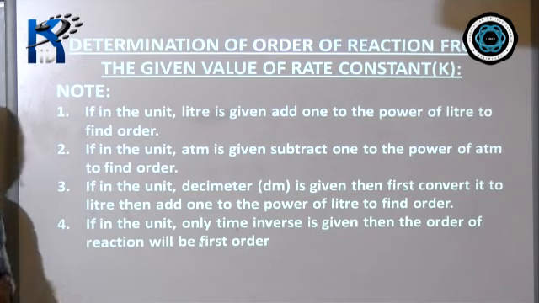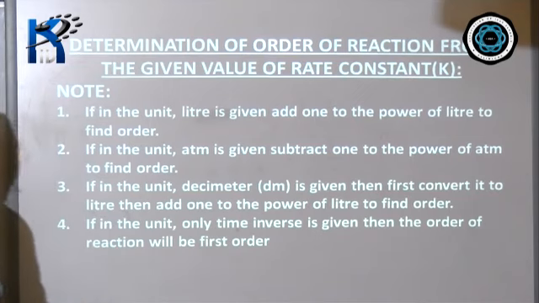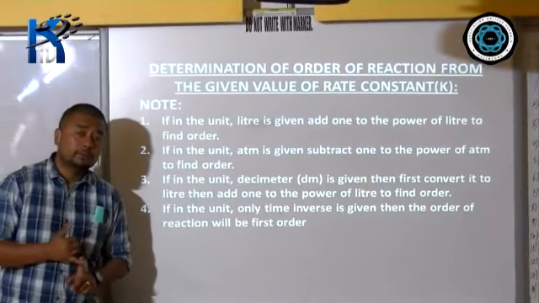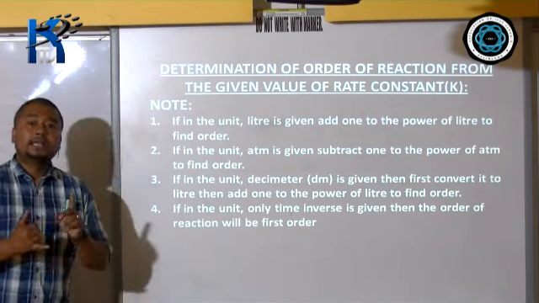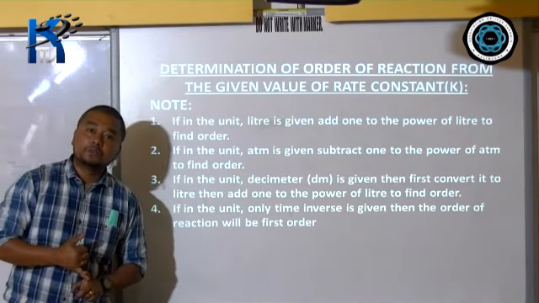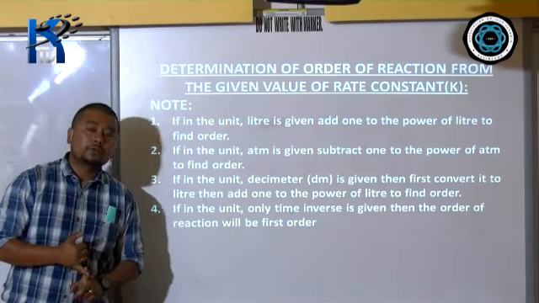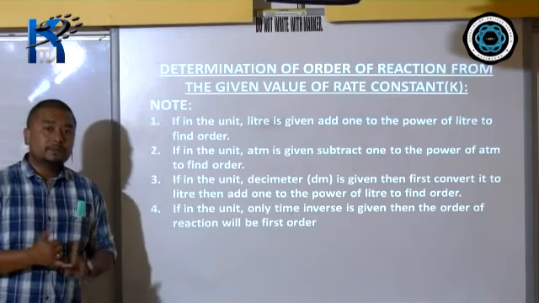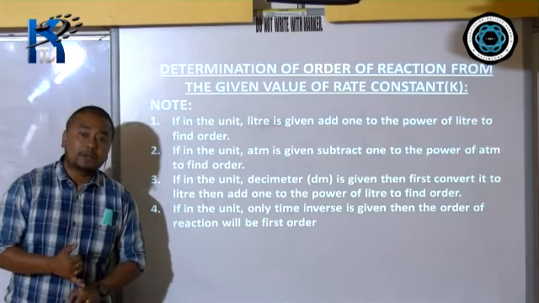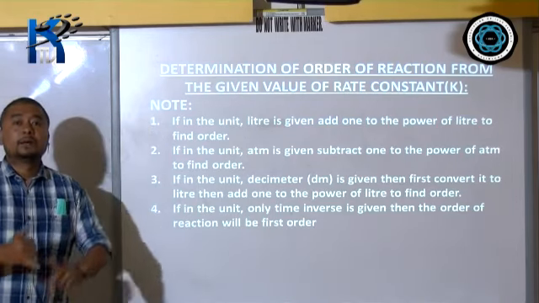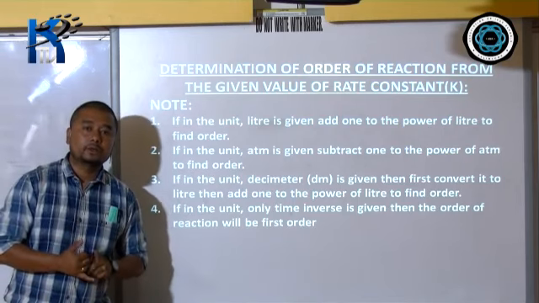Okay, so I repeat again, whenever you have to find order from the value of rate constant, do remember students, you don't have to see the value, you will just see the unit. In the unit, if liter is there, add 1 to the power to find the order. If atmosphere is given, subtract 1 from the power to find the order. If decimeter cube is given, convert it to liter first, then add 1 to the power of the liter to find the order. But if in the unit only time inverse is present, that will always be a first order reaction.